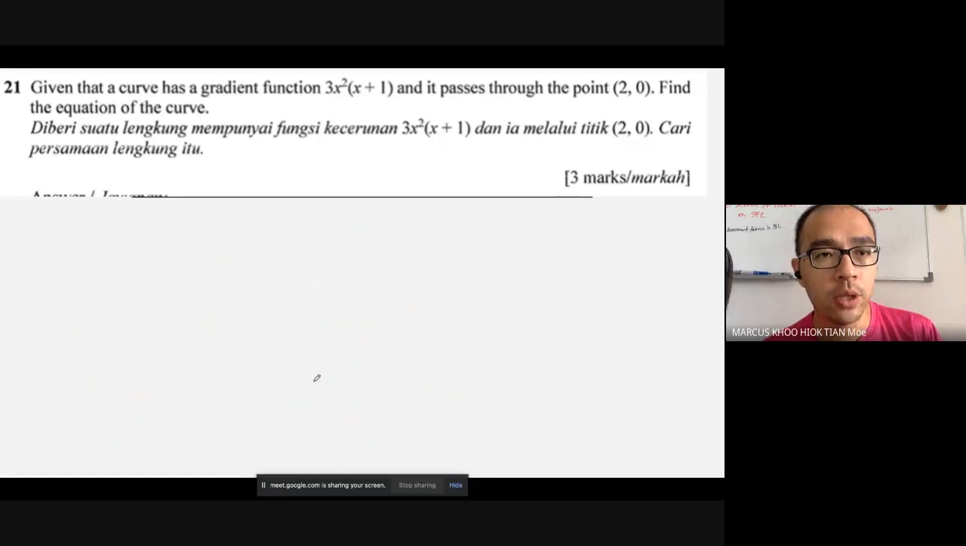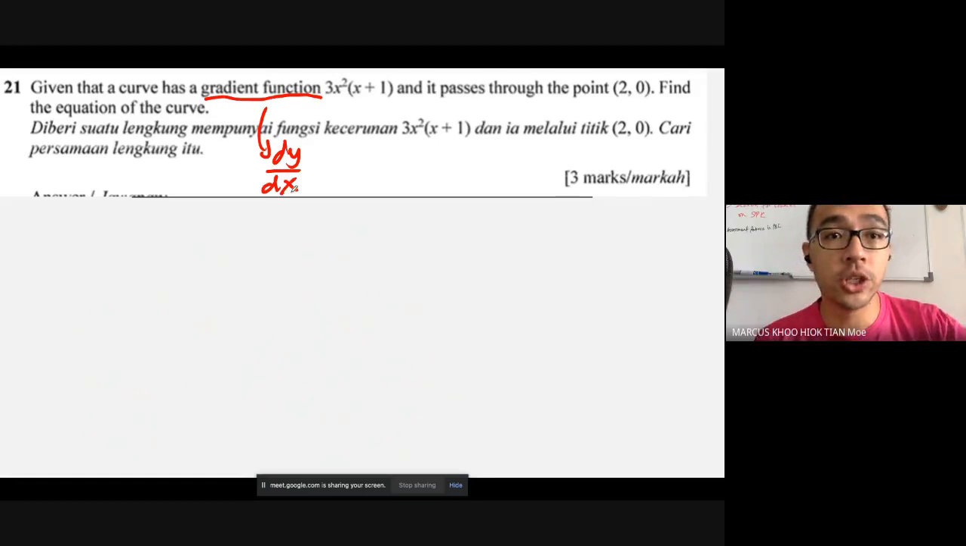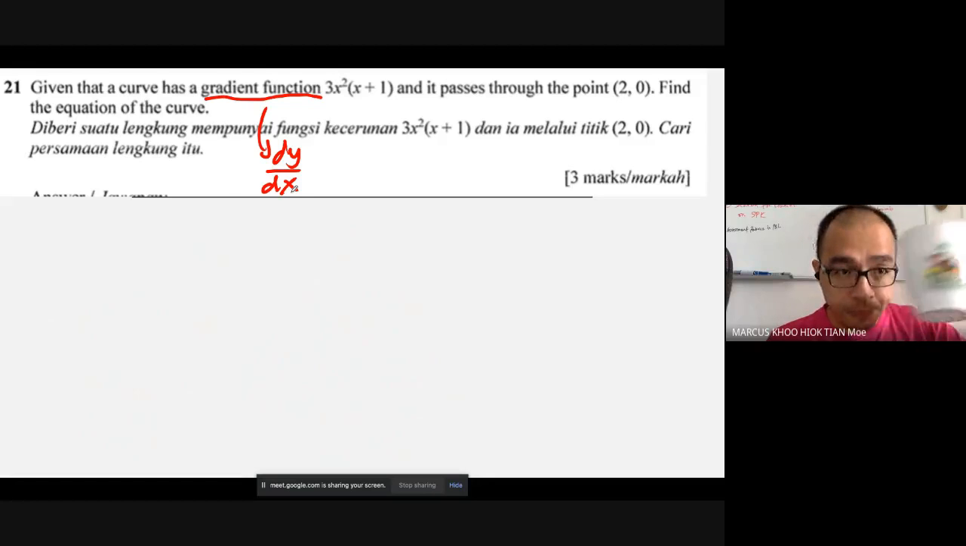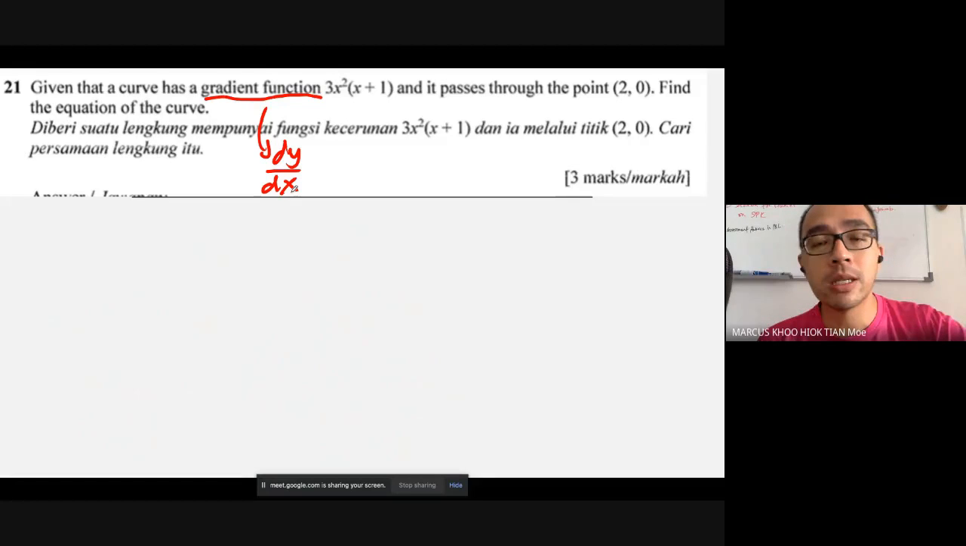Okay, question 21. Given that a curve has a gradient function. When we say the word gradient function, gradient function is dy dx. This is a hidden information. When you read this, you'll be like, what is this? But you have to know. This one you must know. So the gradient function dy dx is actually 3x squared (x plus 1), and it passes through the point (2, 0). Find the equation of the curve.